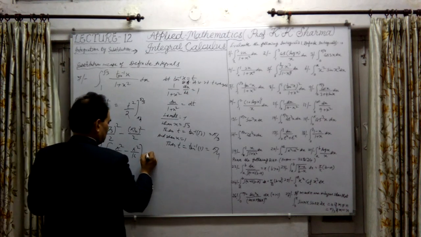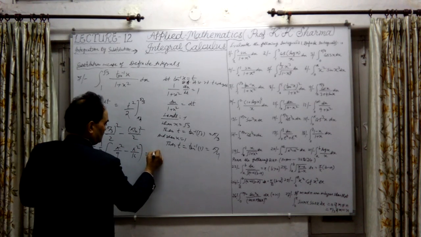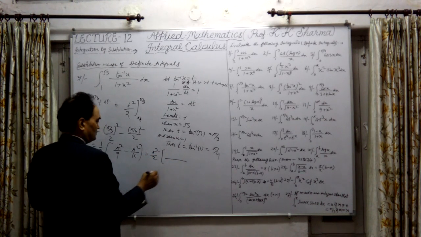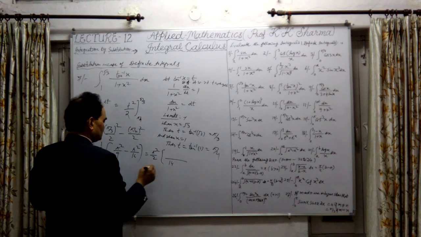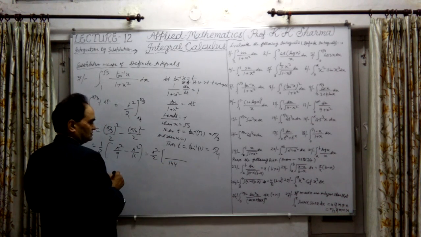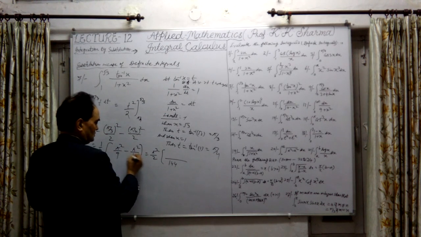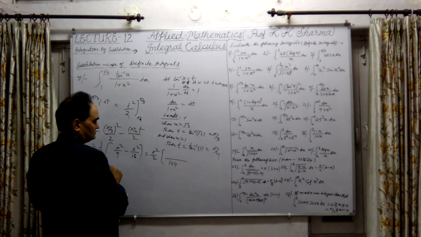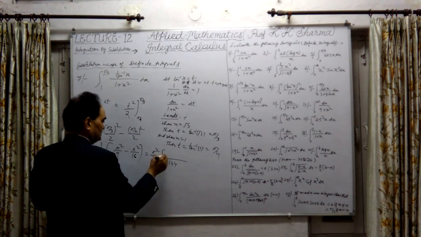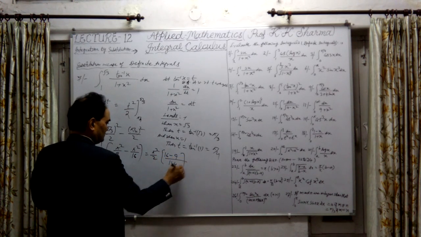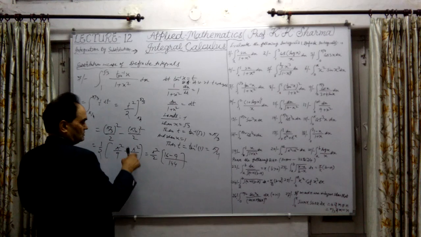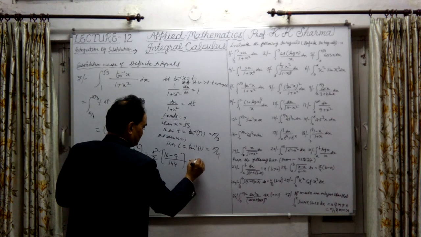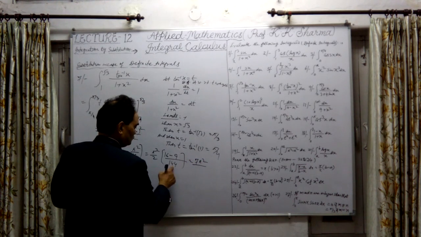If I solve it, pi square is also common, so it is pi square upon 2 out of the bracket. The LCM is 144, which is 9 into 16. So it becomes 16 minus 9 upon 144. 16 minus 9 is 7, which gives 7 pi square upon 288.